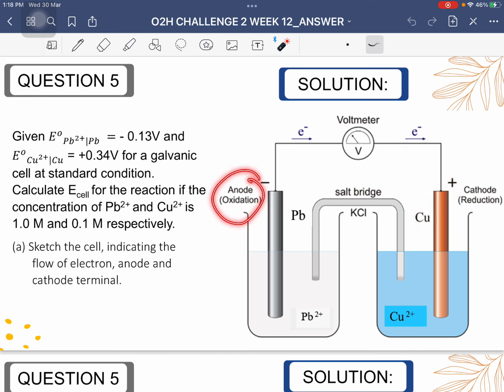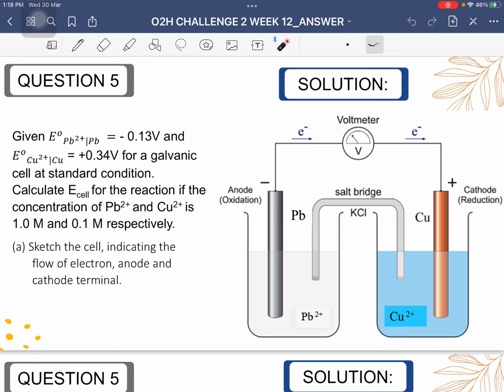To determine which is the anode and which is the cathode, we refer to the standard electrode potential given. The more negative the electrode potential, the more electronegative, the higher the tendency to donate electrons. Otherwise, you can memorize it like this: the more positive the electrode potential, the higher the ability to pull the electron. To pull the electron, it must be positively charged, which is the cathode.